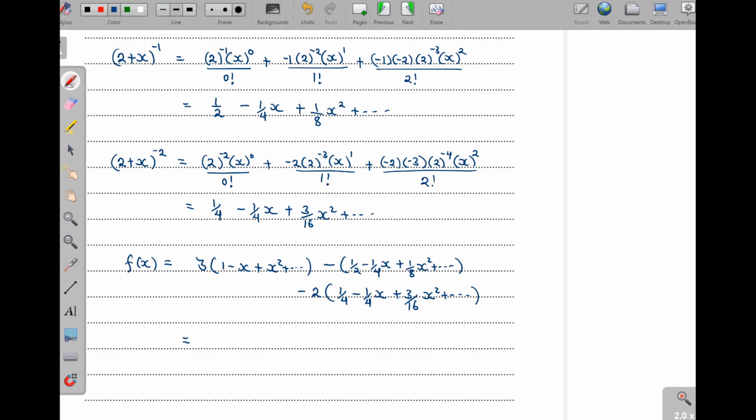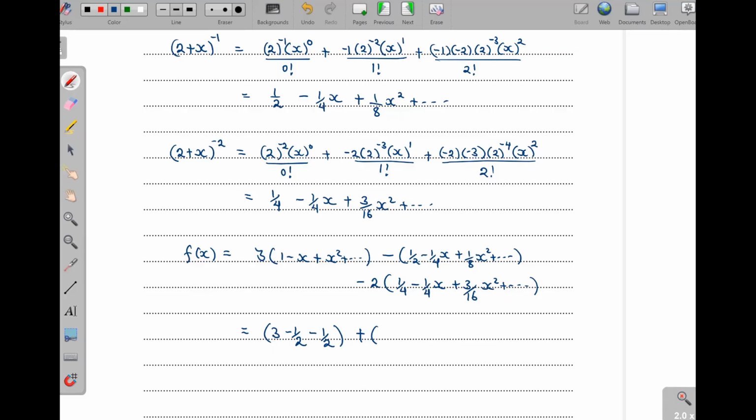Now I'm going to separate the terms here, so the constant terms are going to be 3 times 1, so we have a 3 here, then negative, and then this a half, so we shall have negative a half, then the negative 2 times this a quarter, that one will be negative a half, not so? Then we go to the terms that have x. The terms that have x are 3 times this one here, so that will be negative 3. The negative of this one, that will be a positive, a quarter. Then negative 2 times negative a quarter, that one will be a plus, then a half. So that is of x.